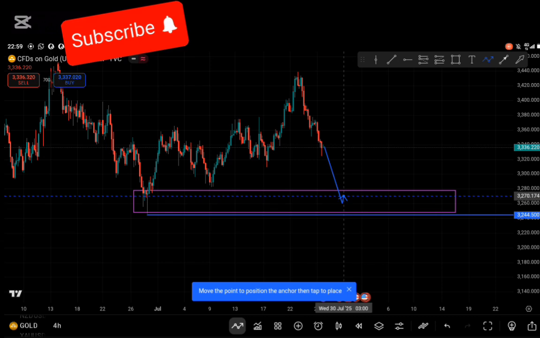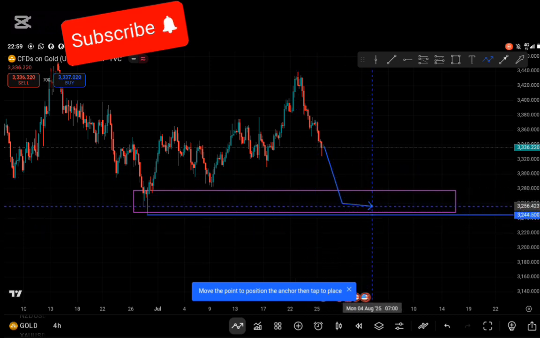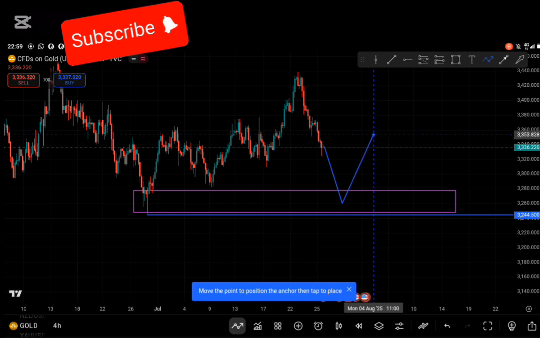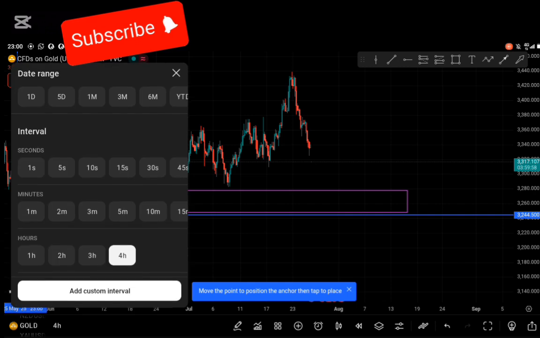But if I did not get my entry confirmation, I will just leave it. It might break and continue going down. It doesn't matter the time frame you are trading. This is exactly what you are looking for. Now let me show you guys another example real quick on the trade I showed you guys. Now let's go to the weekly time frame.